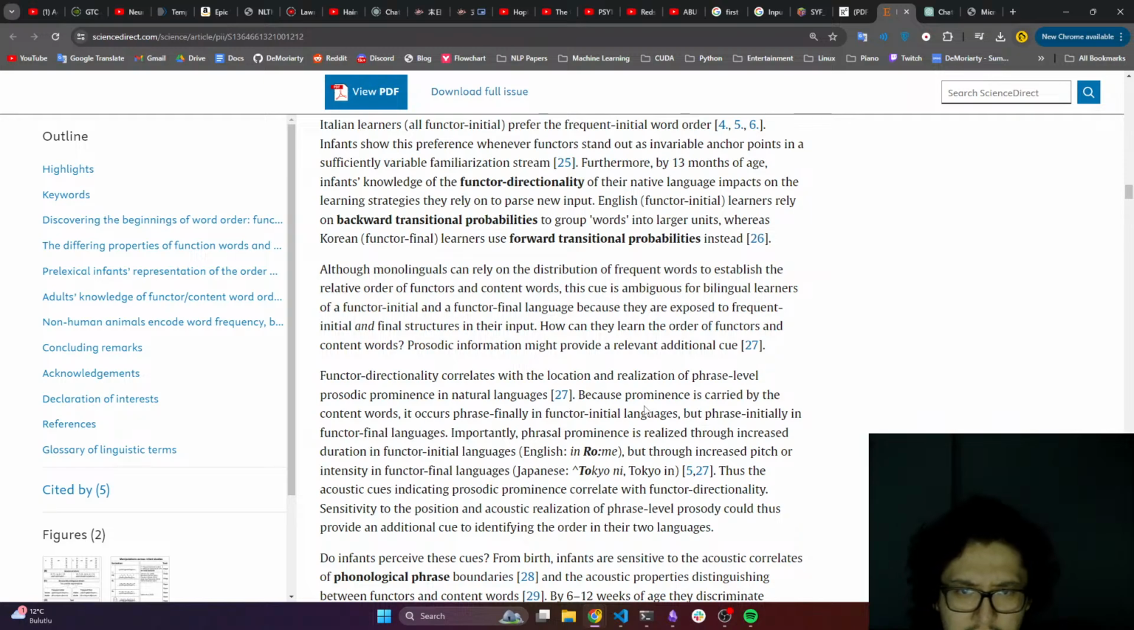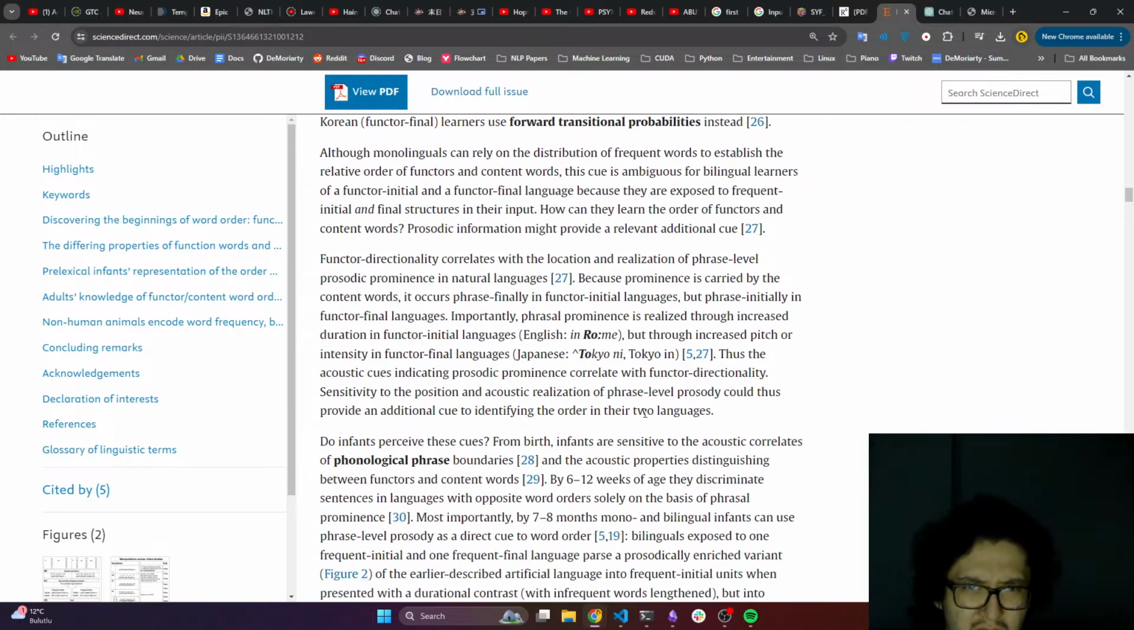Prosodic information might provide a relevant additional cue. Well, what about if it's just both? Like not any single one, they just look at both. Not one, not either, both.